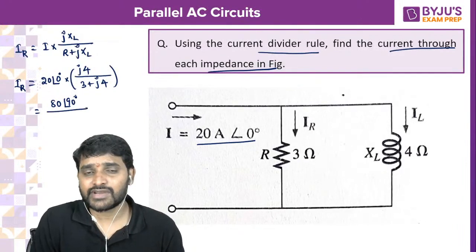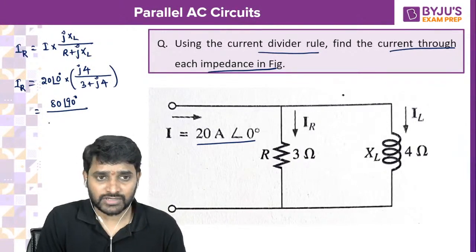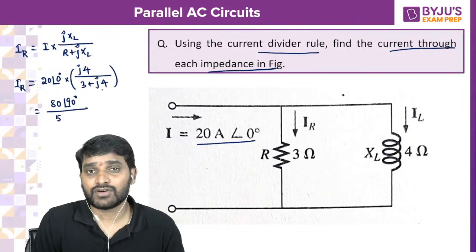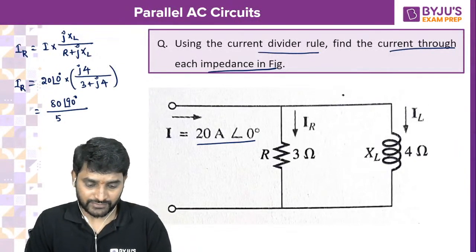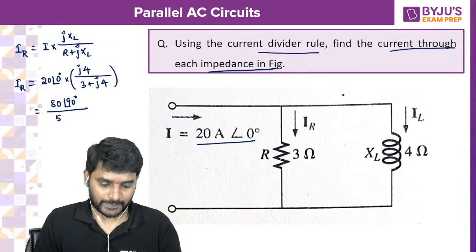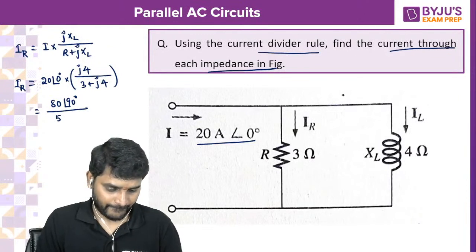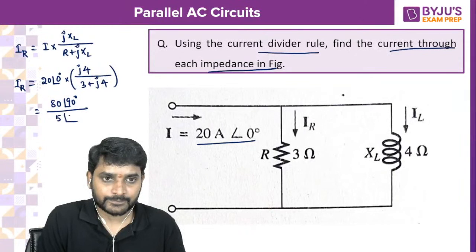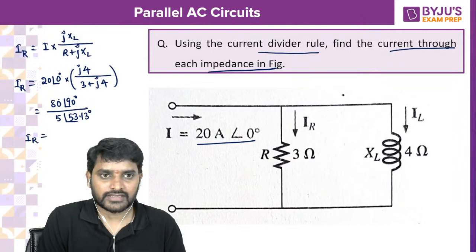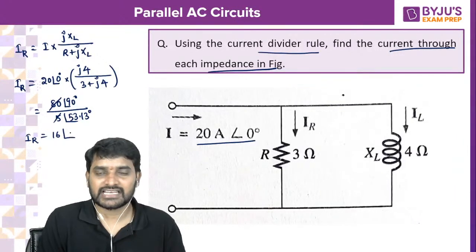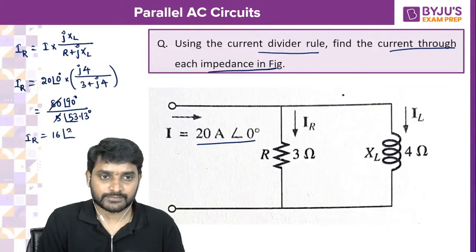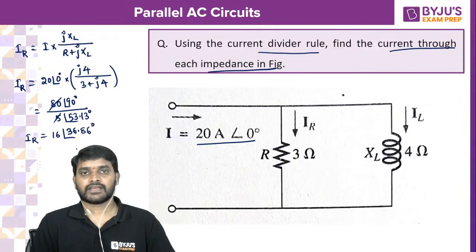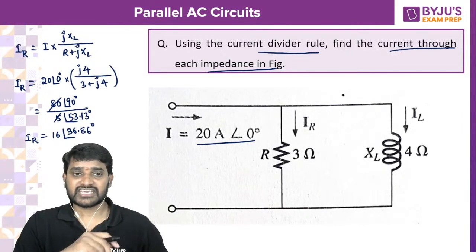Denominator will be the root of 3 squared plus 4 squared, 9 plus 16, 25. Root of 25 will be 5, and the angle is tan inverse of 4 by 3, around 53.13. Now the current is going to be 16 at an angle 90 minus 53.13. I'm getting around 36.86. So the current flowing through the resistor will be 16 at an angle 36.86.